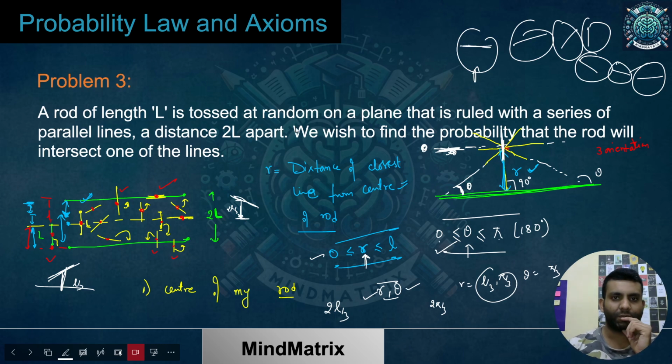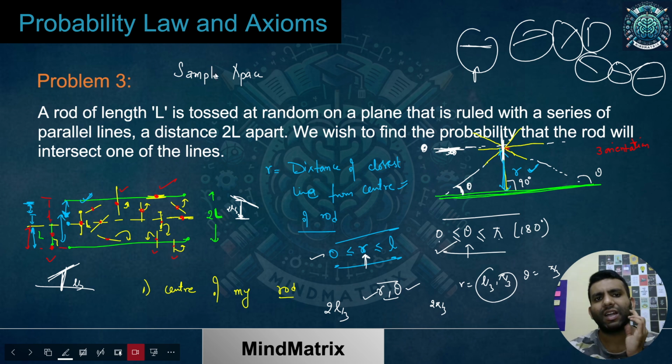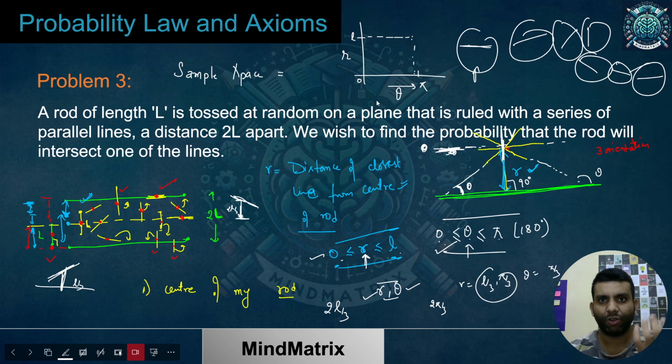Now among these orientations, some will be intersecting with the line. For the sample space, we will just find out the total number of points present, in which the rod can be in any kind of orientation. That is simply: r varies from 0 to L and theta varies from 0 to pi. So if I show you, theta goes from 0 to pi, and r goes from 0 to L. We need to find out the number of pairings possible for r and theta.